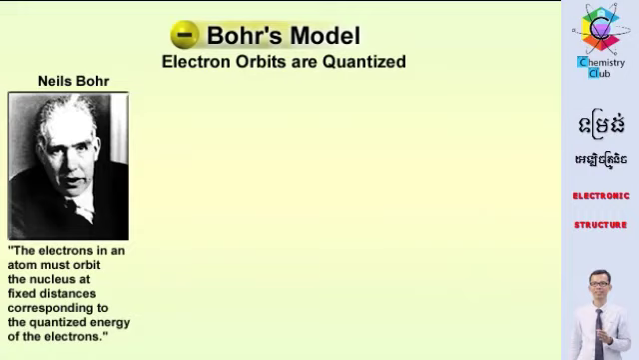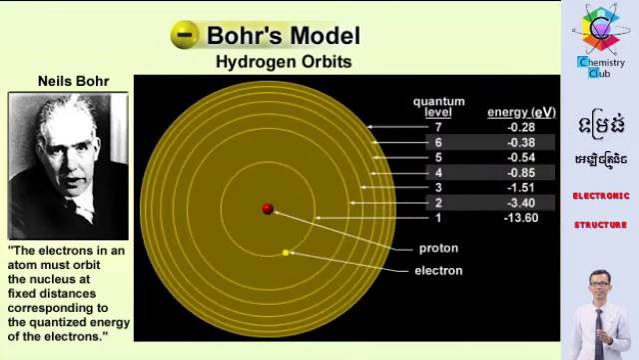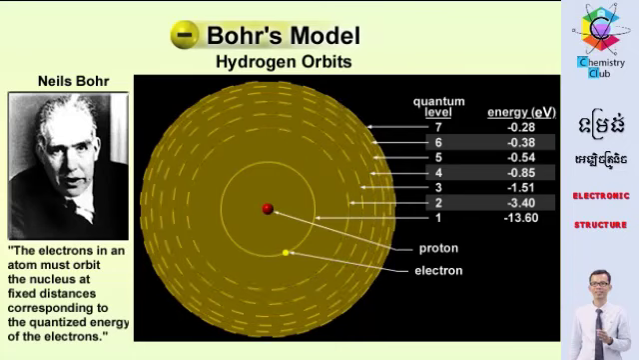This idea of fixed energy values, or quanta, led Bohr to conclude that the electron could only occupy fixed or discrete energy levels, called quantum levels, and he proposed an energy diagram in which the physical distance of the electron from the nucleus was represented by these levels. This Bohr model of the hydrogen atom was the first application of what is called quantum theory to electronic structure.